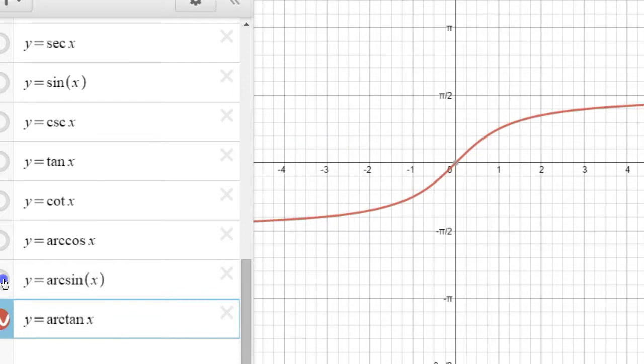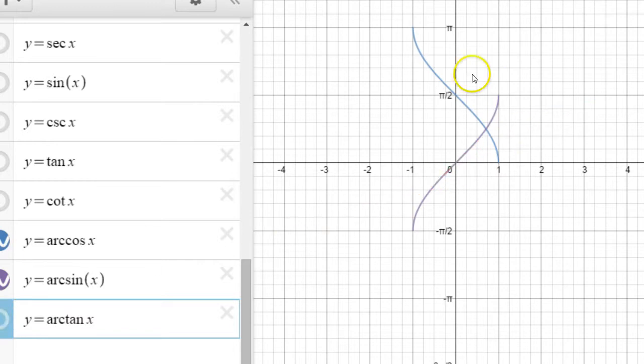Now if you graph them all on top of each other, you're going to get a non-awesome mess. But it's kind of cool, because if you graph the cosine inverse and the sine inverse at the same time, you get kind of a nice symmetry to it.